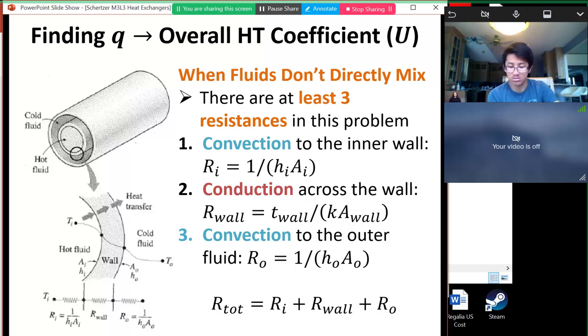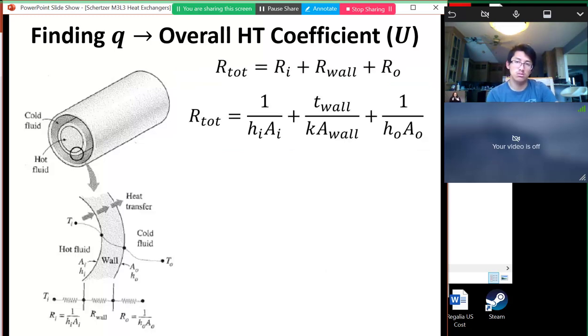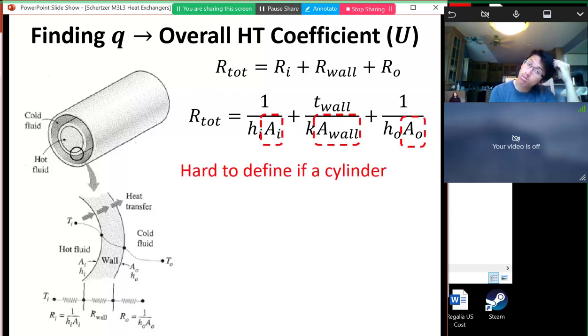So we can find the total resistance, right? Our total heat transfer is going to be proportional to the total resistance. So we can find the total resistance by adding these 3 up because they're in series. If we add them up, it looks like this, right? And this is a little bit tricky because all of these area terms are different in this case. If it's a cylinder like this, all of these area terms would be different because the area on the inside of the tube is slightly smaller than the area on the outside of the tube. And then the area for the conduction is actually the surface area of the tube, right? So these are all different area terms.